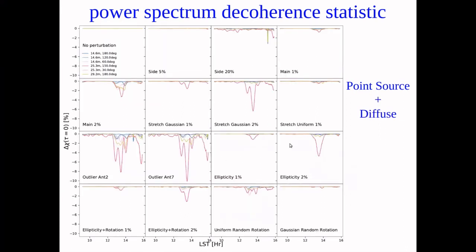Next I am showing the point sources plus diffuse emission added in the simulation. The features are quite similar. At that LST range of 13 to 14, it is maximum, and now the error increases due to this diffuse emission, to 10%. There are also some other features in the 15 to 16 LST range, where the galactic center is rising. So these are the results I wanted to show.